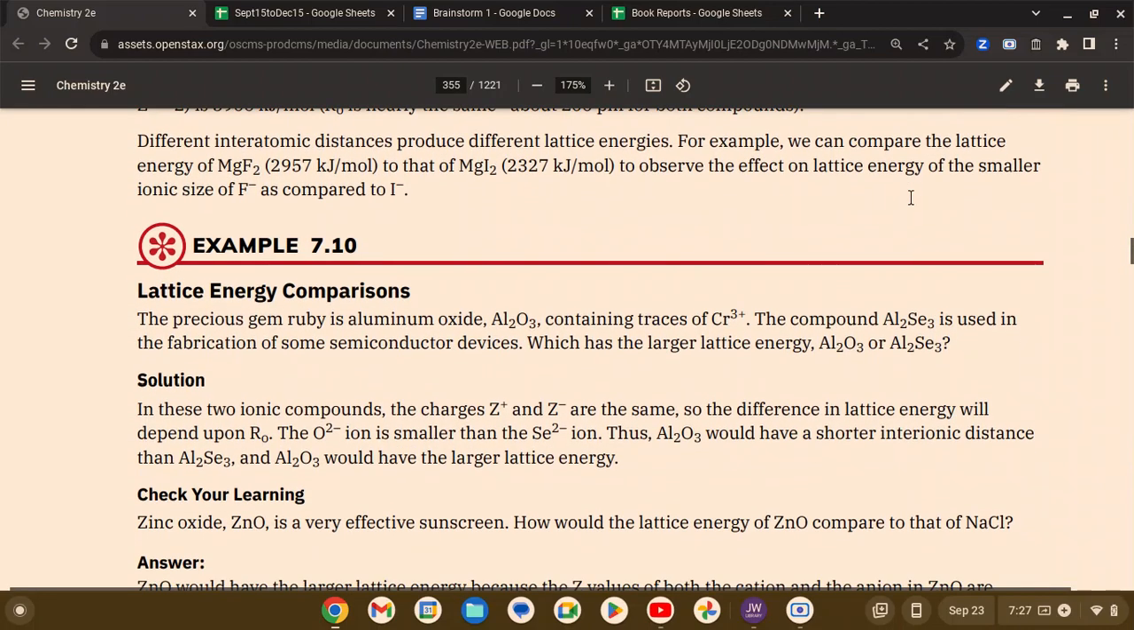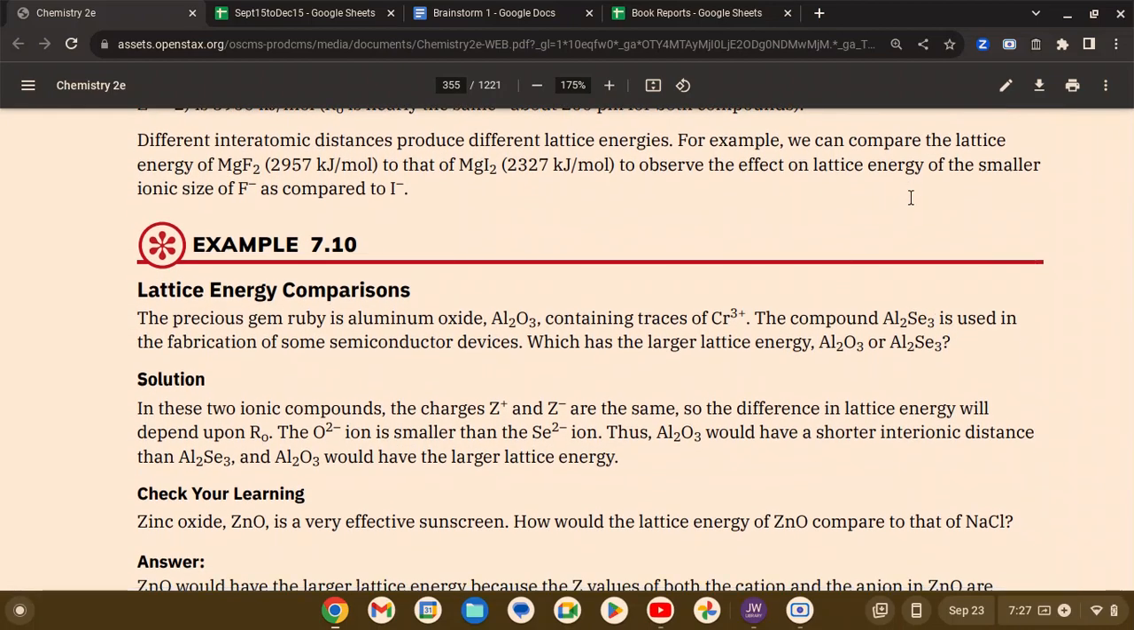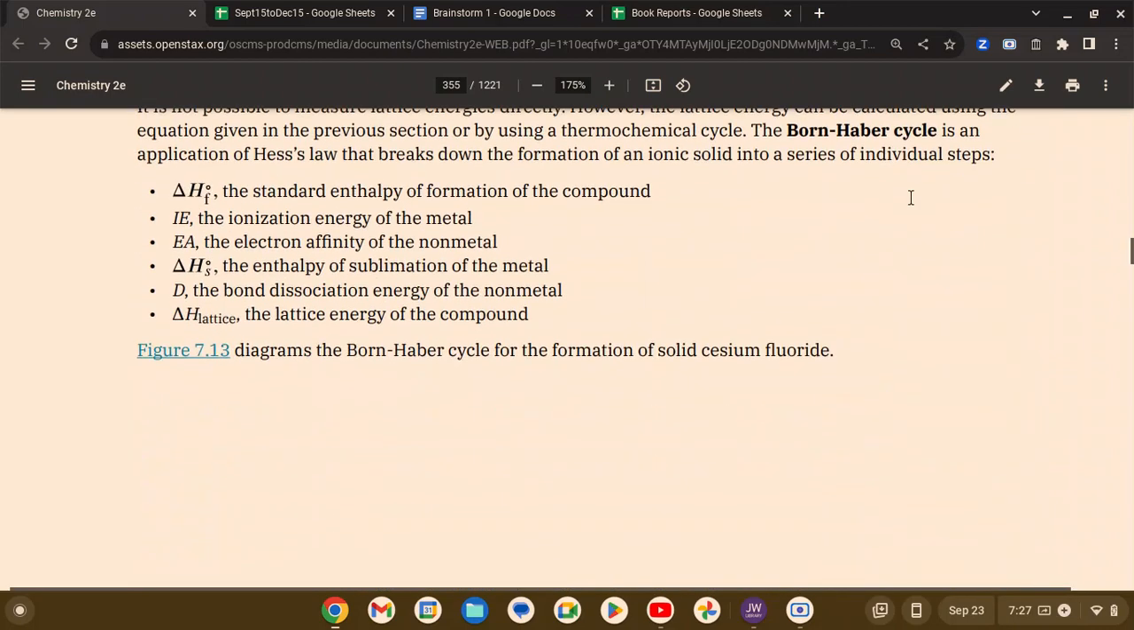Different interatomic distances produce different lattice energies. For example, we can compare the lattice energy of magnesium fluoride to that of magnesium iodide to observe the effect on lattice energy of the smaller size of the fluoride ion as compared to iodide.